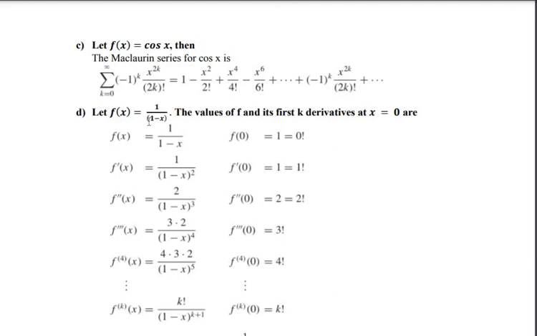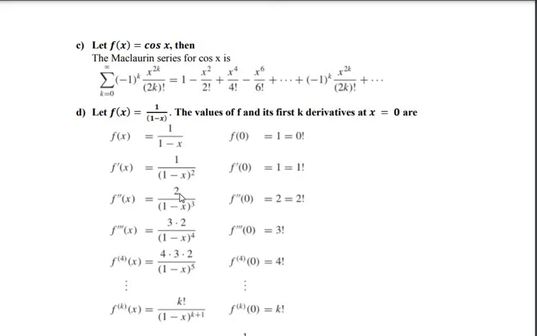Now next one is f of x equal to 1 by 1 minus x. The values of f and its first k derivatives at x equal to 0: f of x is equal to 1 by 1 minus x. Therefore f of 0 is equal to 1, so we can write it as 0 factorial. Then f dash of x is equal to 1 by (1 minus x) the whole square. Therefore f dash of 0 is equal to 1, so you can write it as 1 factorial.